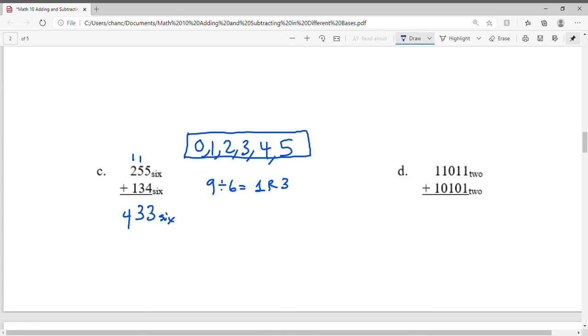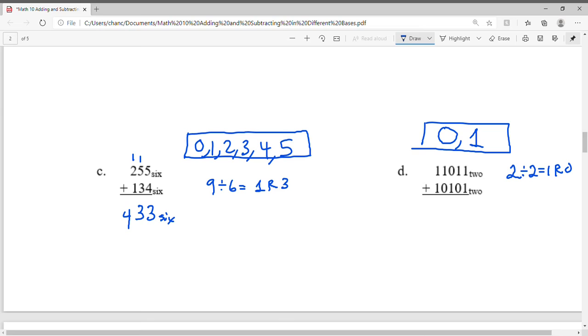For part D, we're adding base 2 numbers together. So let's look at the symbols for base 2. I can have a 0, I can have a 1, and that's it. The only two symbols for base 2. Now 1 plus 1 is not equal to 2 in base 2. So we'll convert 2 to base 2, we'll divide it by 2, I get 1, remainder 0.